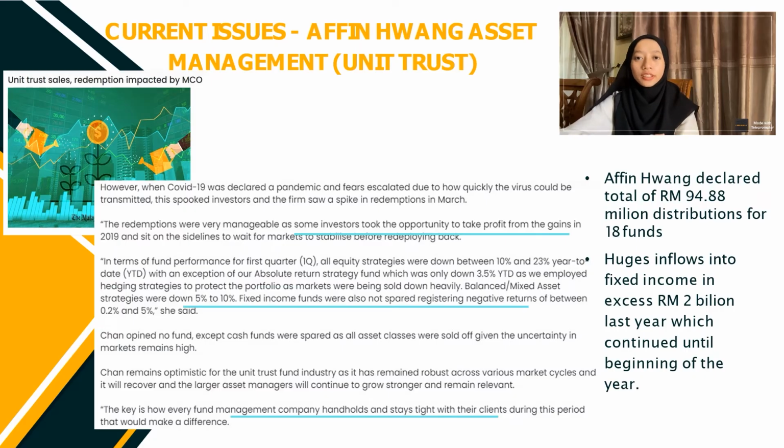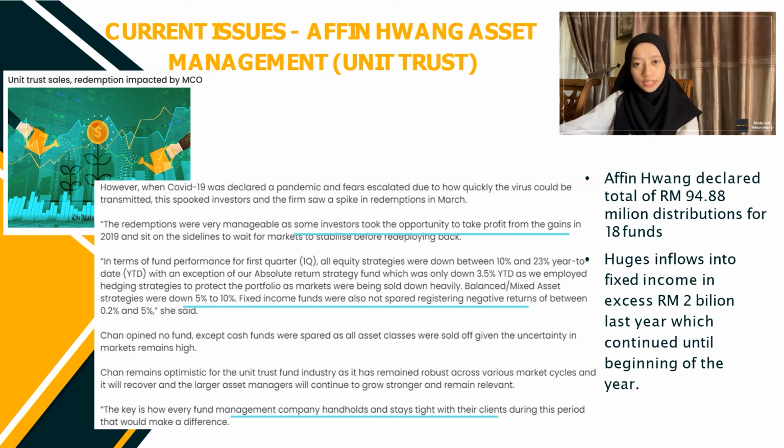Okay, as you can see, this article was released in April 2020 during the COVID-19 pandemic. It is about Affin Hwang Unit Trust, or Affin Hwang Investment Bank, which declared a total of 94.88 million ringgit distributed for 18 funds, and huge inflows into fixed income in excess of 2 million ringgit. As you can see, I already highlighted the main point of this article, which is that investors took the opportunity to gain profit and wait for the market to stabilize. And Affin Hwang management stayed close with their clients during this period of the COVID-19 pandemic to update them about the market and portfolio strategies.